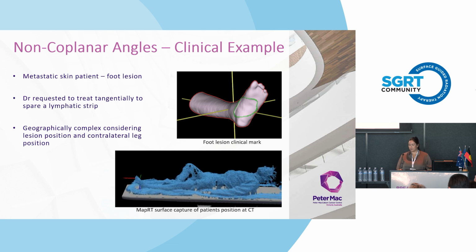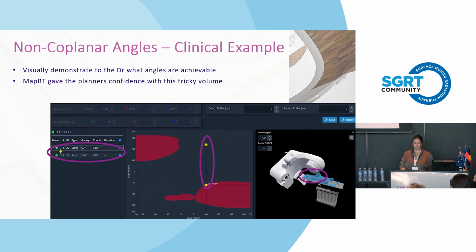wrapped around the sole of the foot, which means that we'd need to incorporate couch kicks into the plan and also consider any potential collisions with her contralateral leg, just considering how she was set up at CT. So MapRT became a really vital tool for planning this patient, as we were able to sit with the doctor and visually demonstrate what angles will work for treatment and what won't.